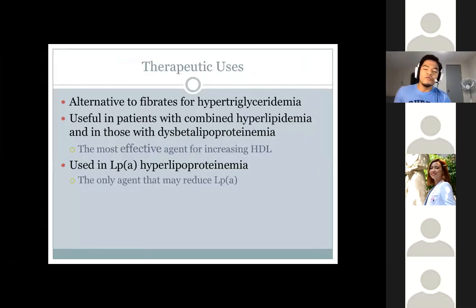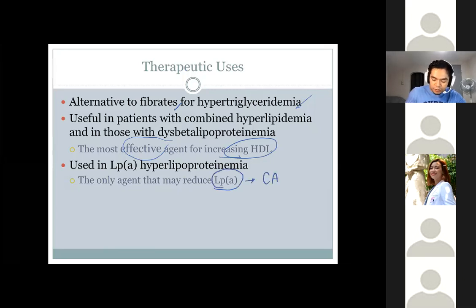Therapeutic uses. For the uses of niacin, number 1, this agent serves as an alternative to fibrates. Ang fibrates, madidiscuss natin later, for hypertriglyceridemia. And also, this agent is the most effective in increasing HDL, nasabi ko na yan kanina. And in patients with lipoprotein LPA hyperlipoproteinemia, this agent can be used because siya lang ang nagpapababa ng LPA. Ang LPA, increased levels of LPA can cause coronary artery disease as well. Okay? It can cause coronary artery disease.